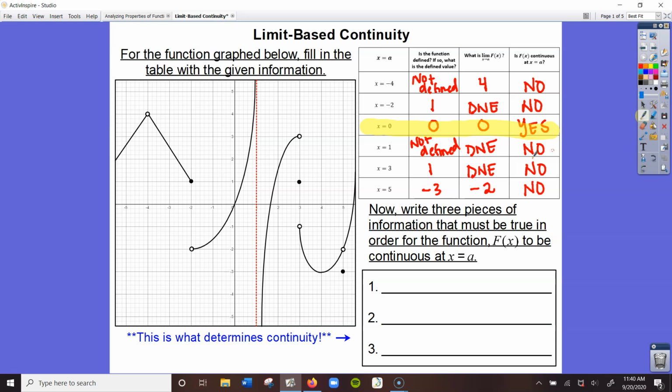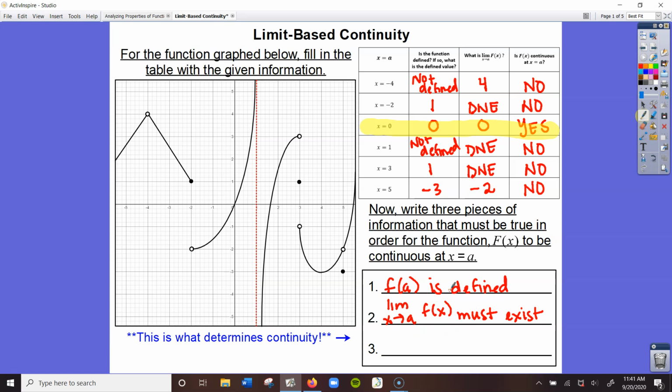Now what determines continuity? Well, first of all, your function has to be defined. So we would say that f of a is defined. And when we're determining continuity, we want to state what the defined value is. The second condition for continuity is that the limit must exist. So the limit as x is approaching a of f of x must exist, meaning that the left side and the right side do go towards the same y value.